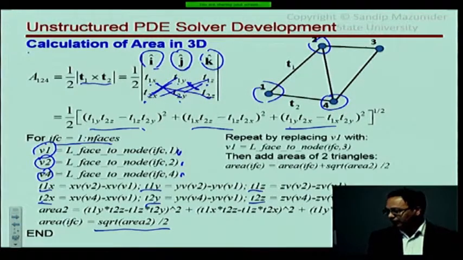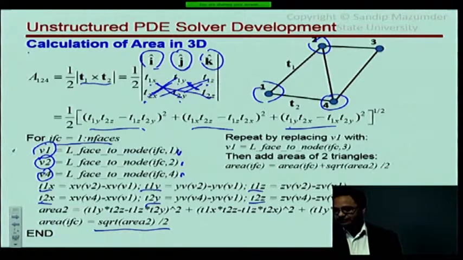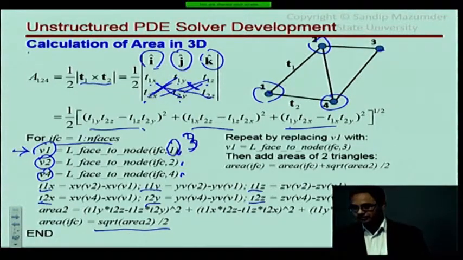Okay, and then you repeat that for the next triangle. All you do is you replace this statement in your code, that V1, instead of using number 1 here, you're going to use 3. Okay, so you replace that by that and then do the same calculation. Only one line change in the code. Okay, the vertices 2 and 4 remain the same.